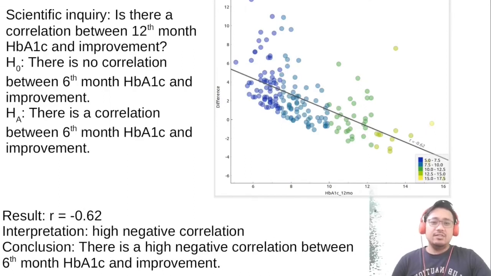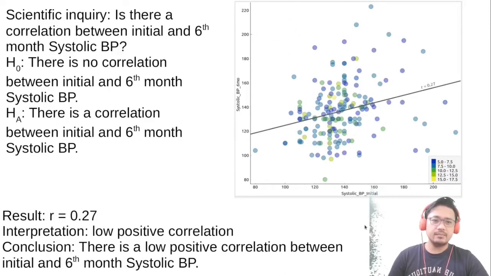Next, between 12-month HbA1c and improvement of diabetes. Again, this is logical since 12-month HbA1c is a component of the difference. The regression line goes downward. The Pearson coefficient is negative 0.62. There is a high negative correlation between 12-month HbA1c level and improvement.